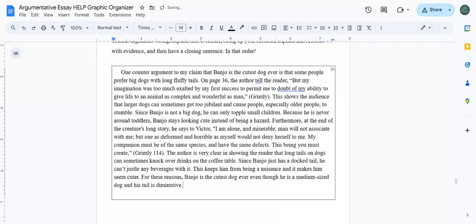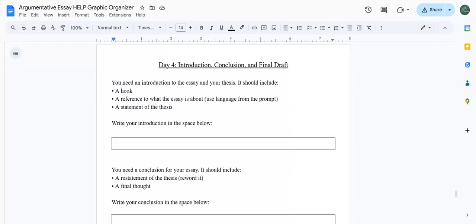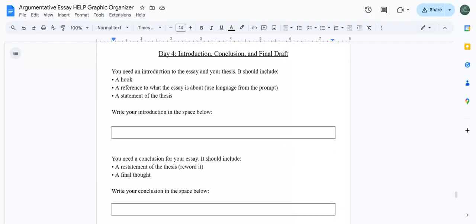Yeah, good vocab. Okay, we are done with day 3. Day 4 is introduction, conclusion, and final draft. You need an introduction to the essay and your thesis. It should include a hook, a reference to what the essay is about, use language from the prompt, and a statement of the thesis. Write my introduction in the space below.